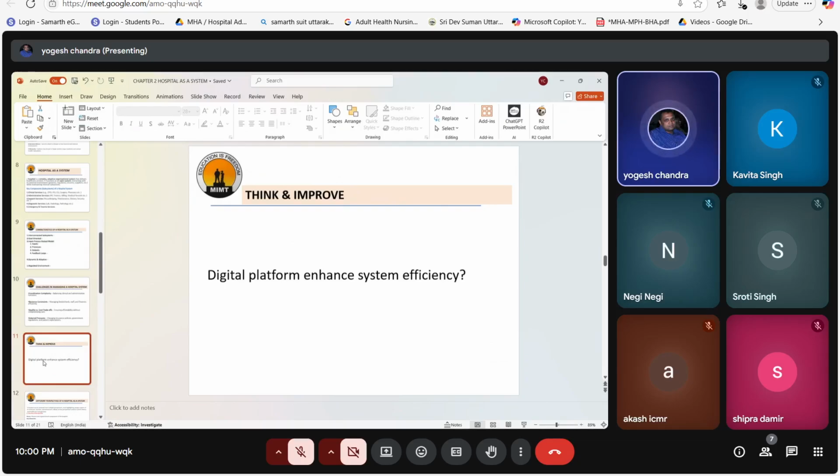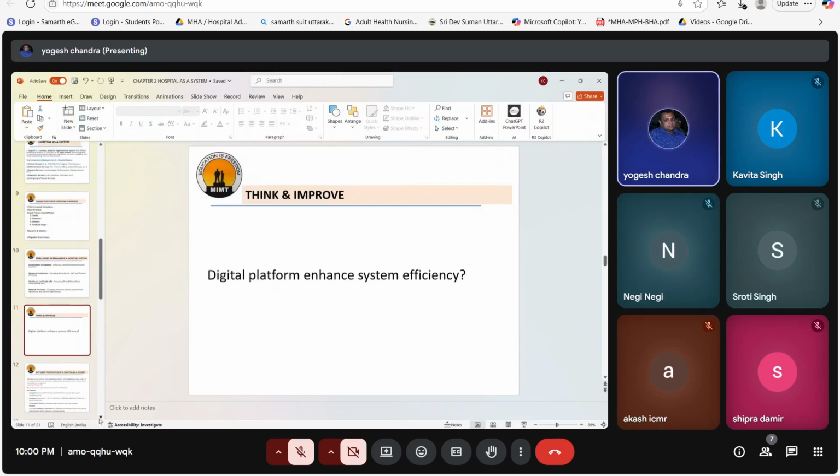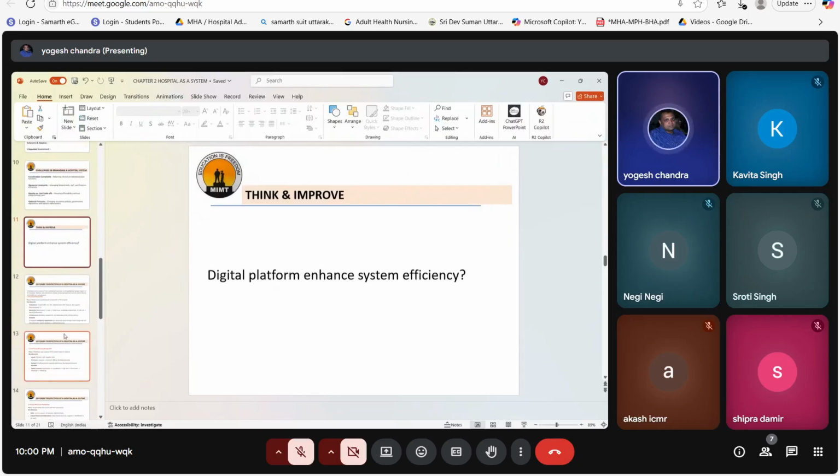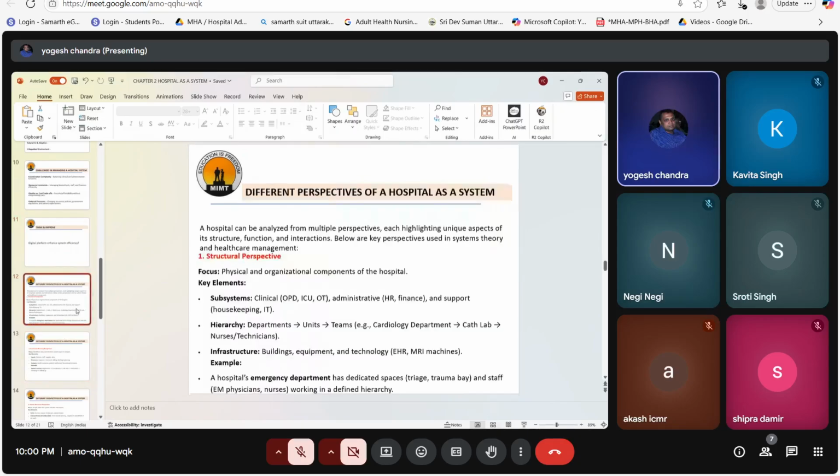Just for your thinking, as I told you, you think digital platforms enhance hospital system efficiency. Now, you have to think upon this. I'm not going to tell anything about this. This is just for your thought process. You have to think about how digital platforms can enhance the system efficiency. That is one thing.